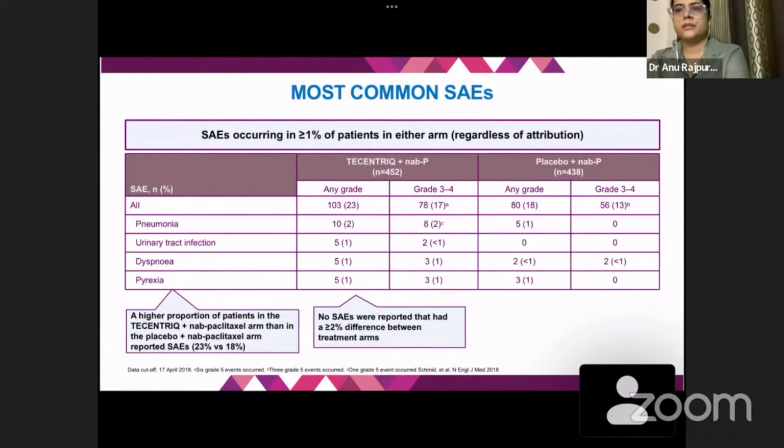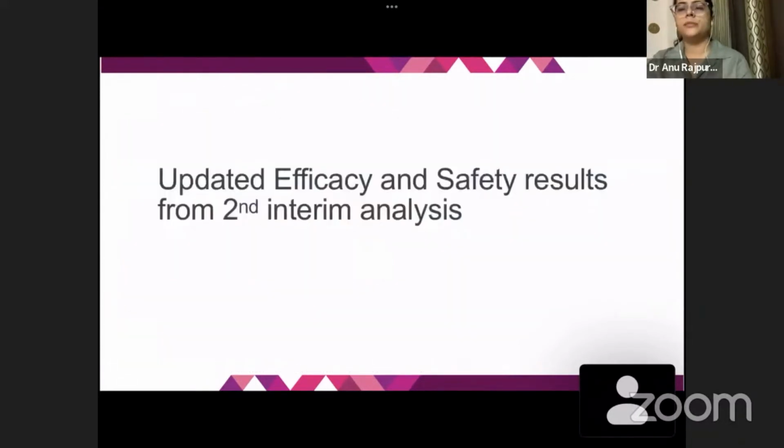Among the most common side effects, a higher proportion of patients in the Tecentriq plus NAPAC arm than in the placebo plus NAPAC arm was clearly seen, 23% versus 18%, but the difference was not significant and all were manageable.